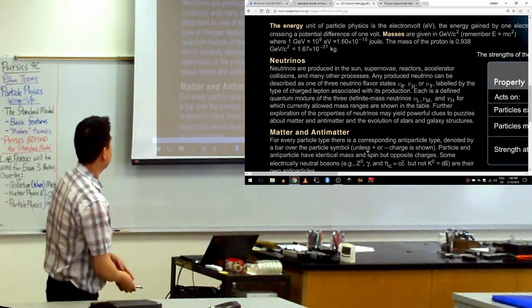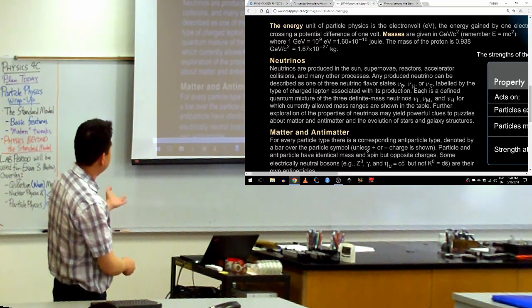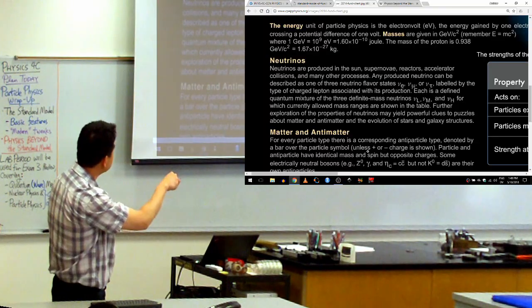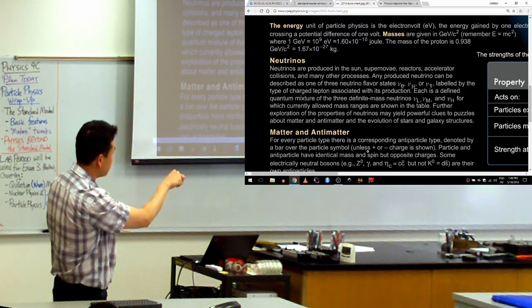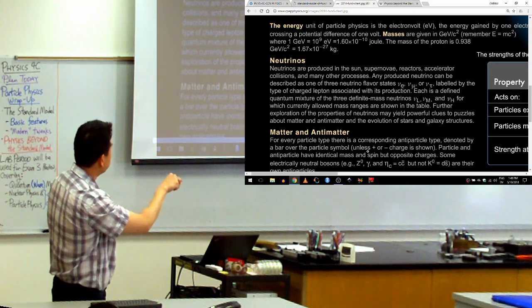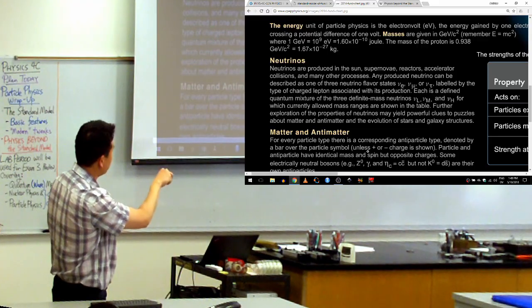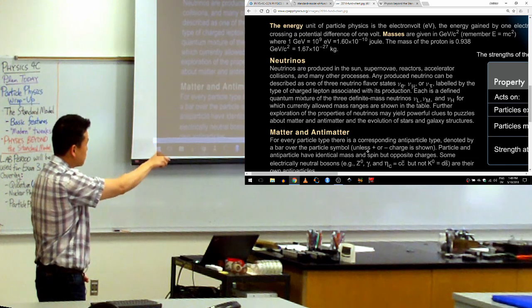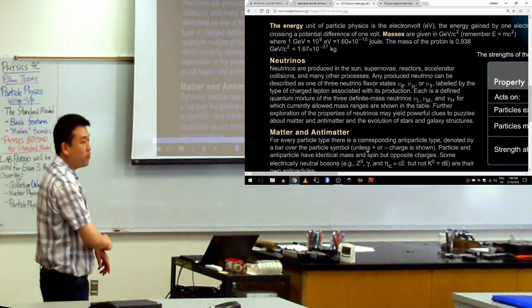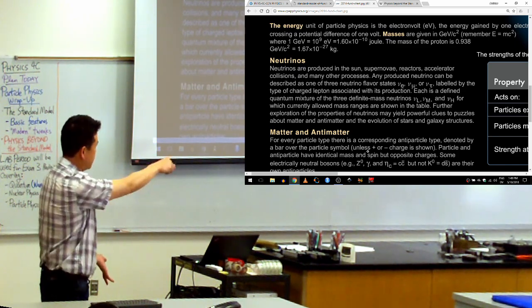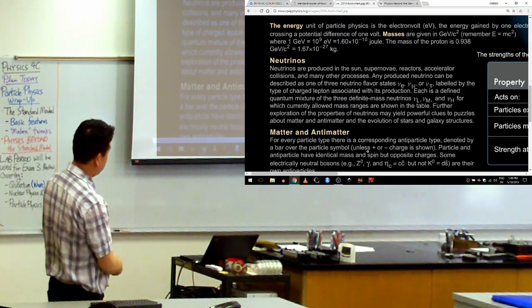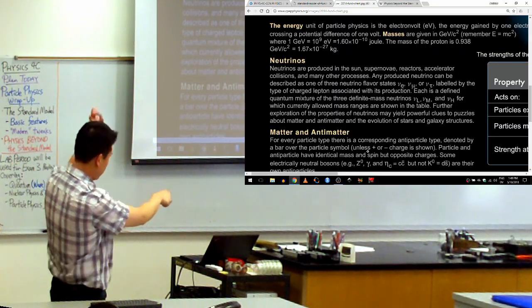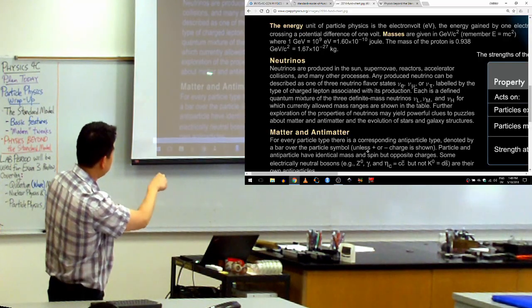So neutrinos, I'll just read it out loud, are produced in the sun and many other processes. Any produced neutrino can be described as one of the three weak flavor states, electron, muon, or tau, labeled by the type of the charged lepton associated with its production. Each is a defined quantum mixture of three definite mass neutrinos. So a way of saying this is: these are the weak interaction eigenstates, but they are not the energy eigenstates of neutrino. These are the actual energy eigenstates of neutrino, for which currently a lot of mass ranges are shown on the table.